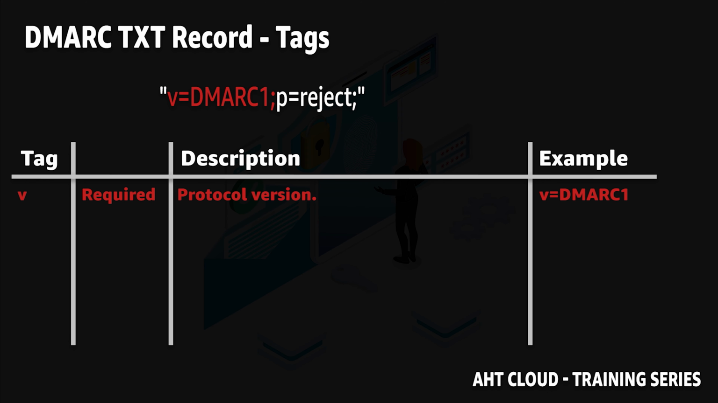The V tag specifies the DMARC protocol version. There is only one DMARC version available, which is DMARC1. This is a required field, so you should always have it included in your DMARC record.